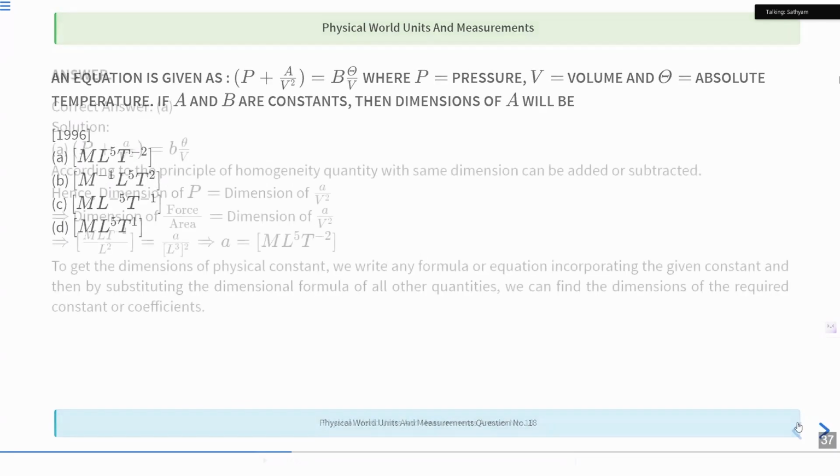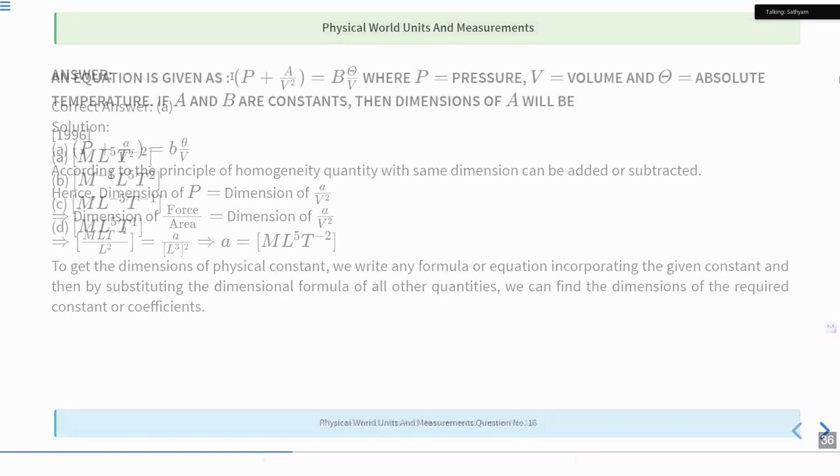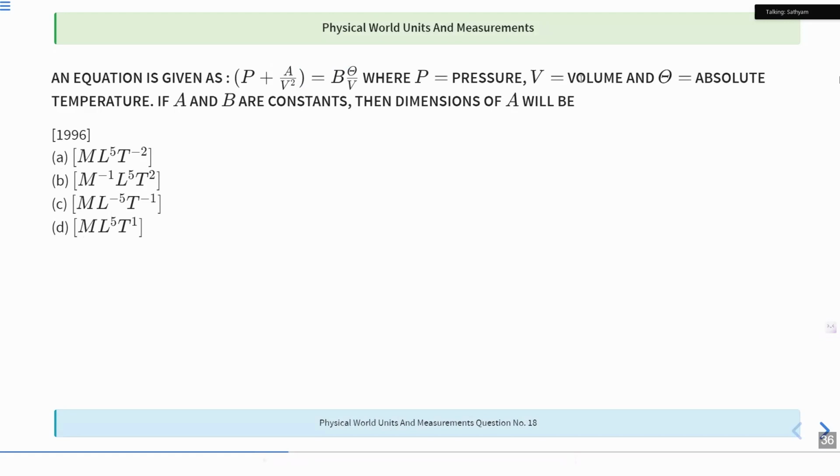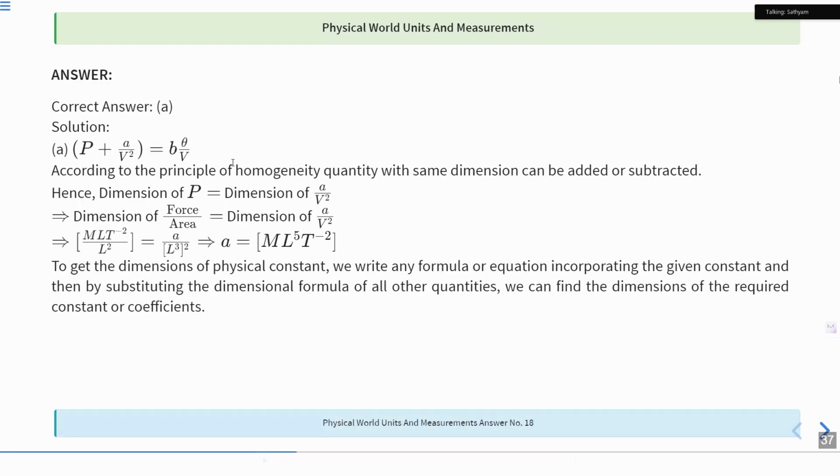Moving further, see what they have given is the equation given by this. P is pressure, V is volume, theta is absolute temperature. What are the values of A and B? A and B are constants, then A will be. So you have to basically apply the principle of homogeneity. So this is the concept. This is the formula they have given to us.